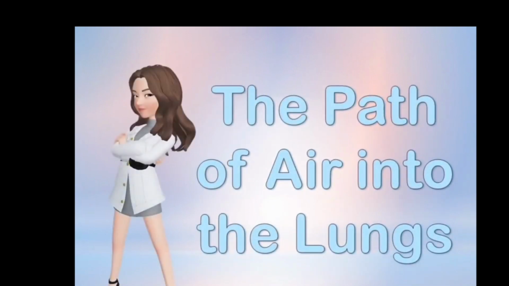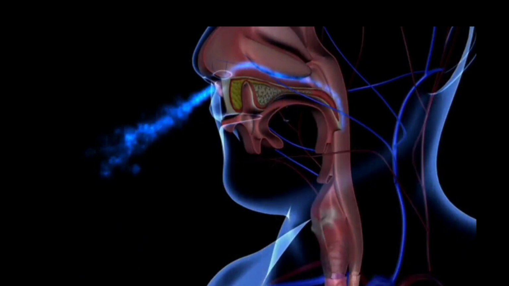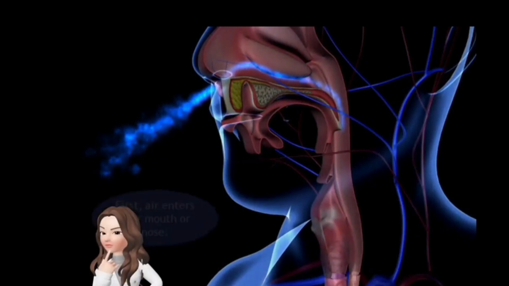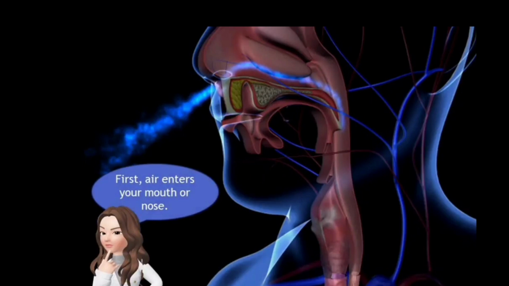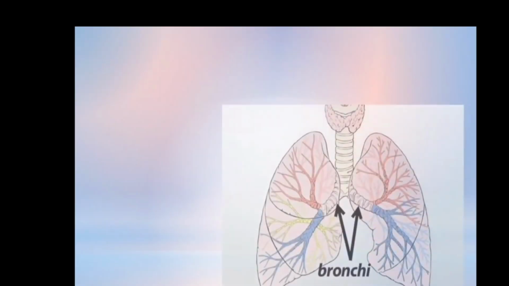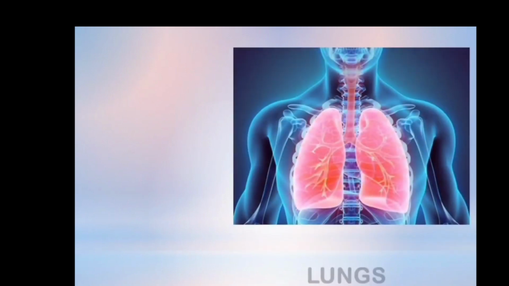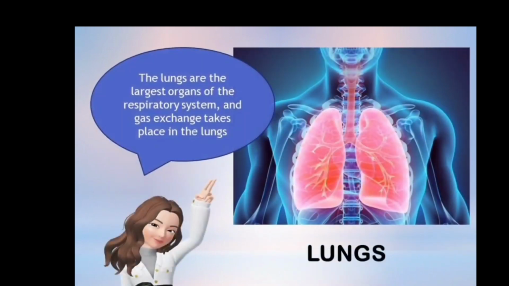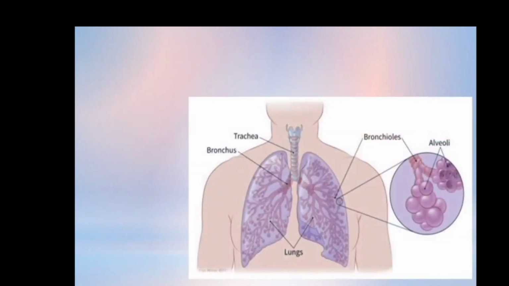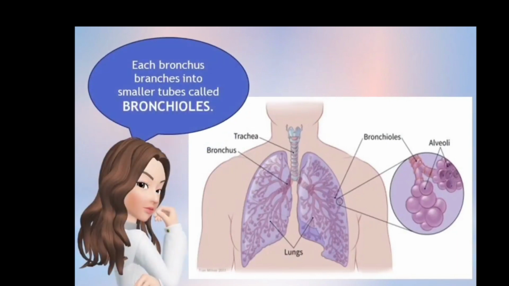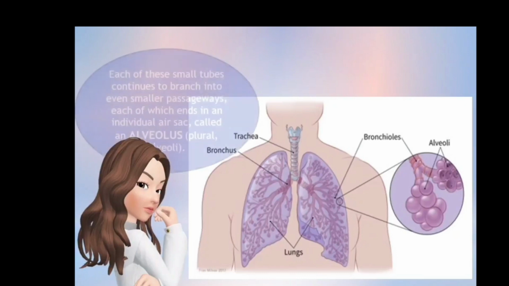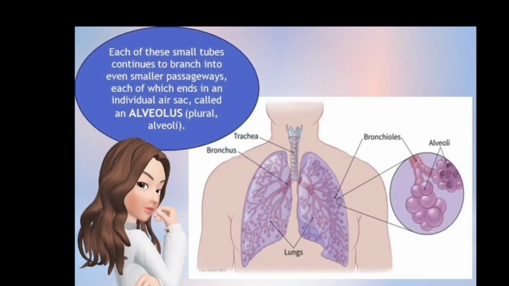Now, let us discuss the path of air into the lungs. First, air enters your mouth and your nose. The trachea branches into two large tubes called bronchi, which lead to the lungs. The lungs are the largest organs of the respiratory system, and it is where gas exchange takes place. Each bronchus branches into smaller tubes called bronchioles that continue to branch into even smaller passageways, each of which ends in an individual air sac called an alveolus.